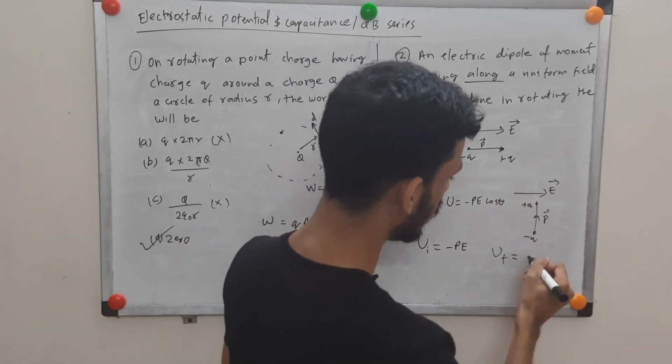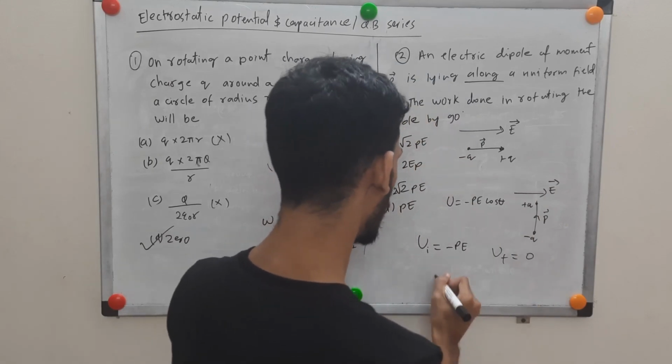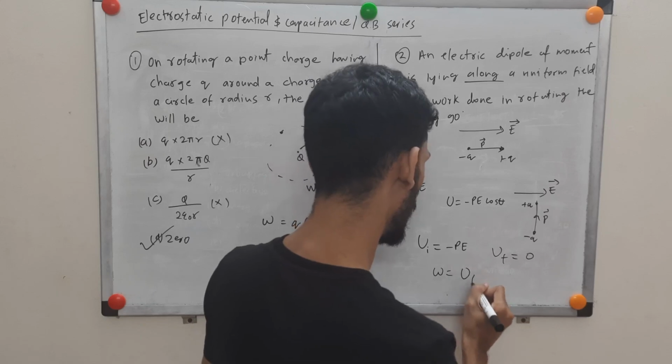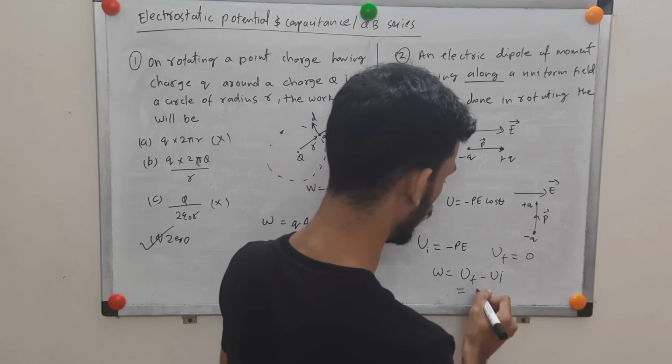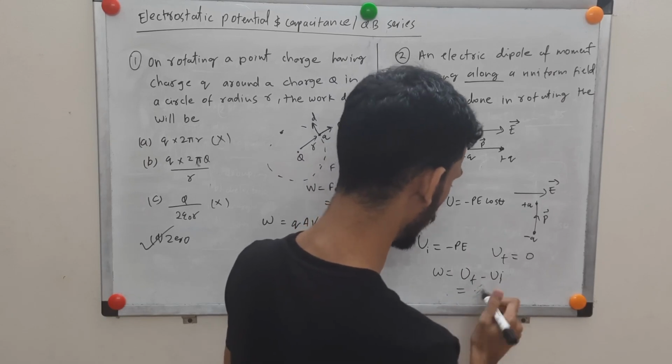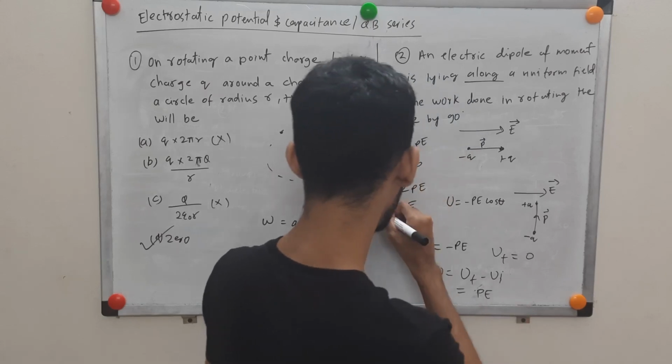So cos 90 is 0. So finally it is 0. So work done will be nothing but final minus initial potential, right? Change in the potential energy is work done for a conservative force. So it's basically PE, which is option D.